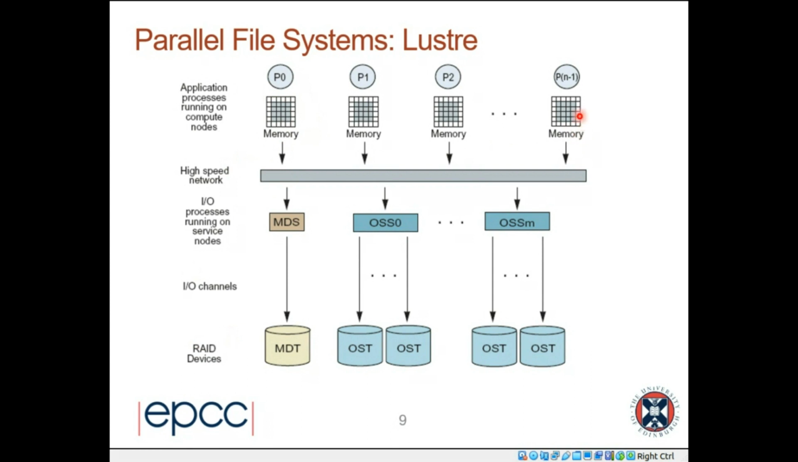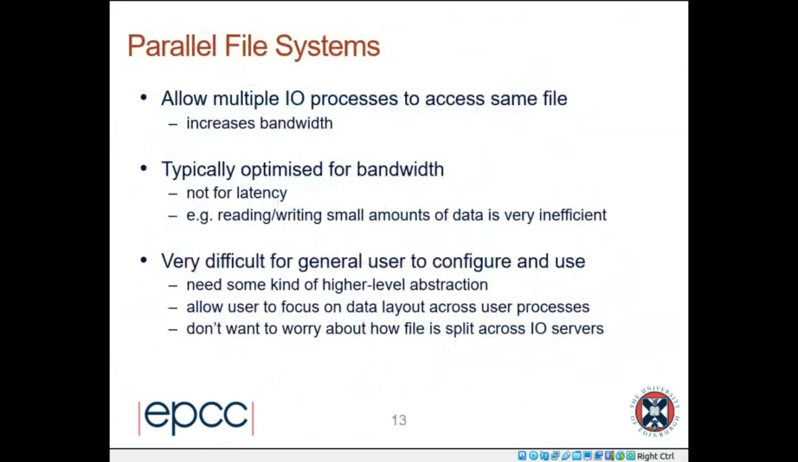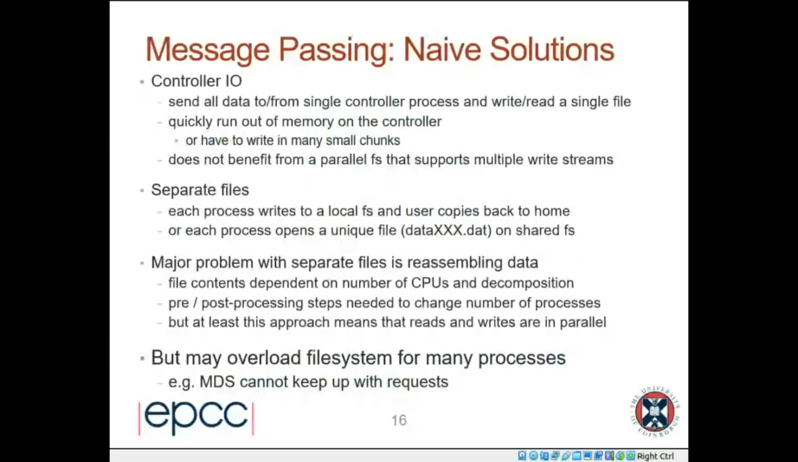So what we do in this naive approach is we gather all the data from all the processes onto one controller process, typically MPI rank 0, and then we just write using our normal Fortran or C read and write routines. That's not going to give us any good performance. We can write separate files.